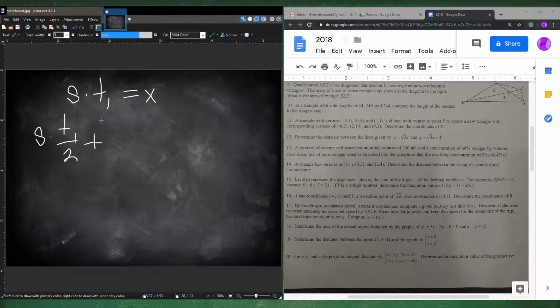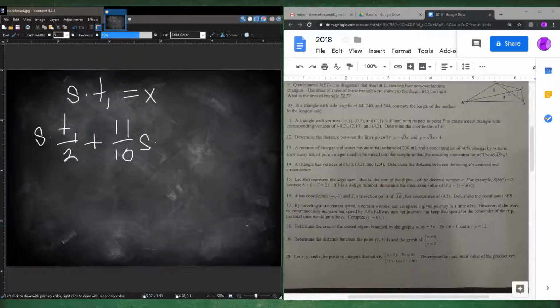Plus, for the other half, you're traveling at 10% more. You increase your speed by 10%. So 10% plus the original speed is just 1.1. And we'll write it as a fraction. 1.1 is the same thing as 11 over 10. Right? 11/10 of the speed. And we need to find the time. So it said that it keeps that speed for the remaining of the trip. Her total time would be t2.